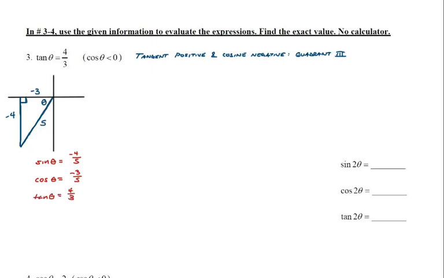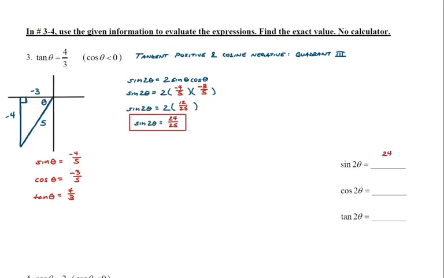So I have my 3 trig functions, so I'm going to then find sine of 2 theta, cosine of 2 theta, and tangent of 2 theta. So sine of 2 theta will be 2 sine of theta, cosine of theta. So I would replace sine of theta with negative 4/5 and cosine of theta with negative 3/5. So I'll multiply my two fractions together first. Negative 4/5 times negative 3/5 would be positive 12 over 25. So I have 2 times 12 over 25, which is 24 over 25. So sine of 2 theta is 24 over 25.